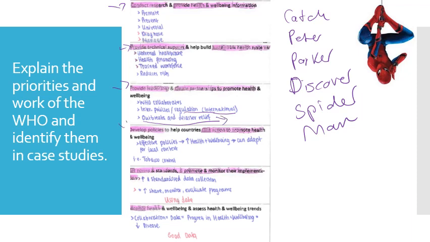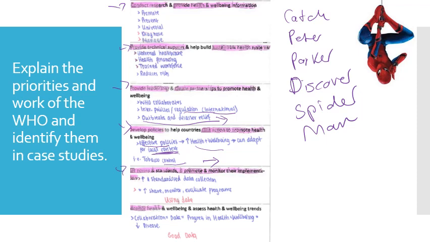Develop policies and help countries take action to promote health and wellbeing. We know that if we have effective policies in place, we can improve health and wellbeing, and we need to adapt those for the local context. An example of that is the Tobacco Control Convention framework, where we're trying to reduce the amount of people that are smoking cigarettes, because, as you know, it leads to lots and lots of issues, including lung cancer.